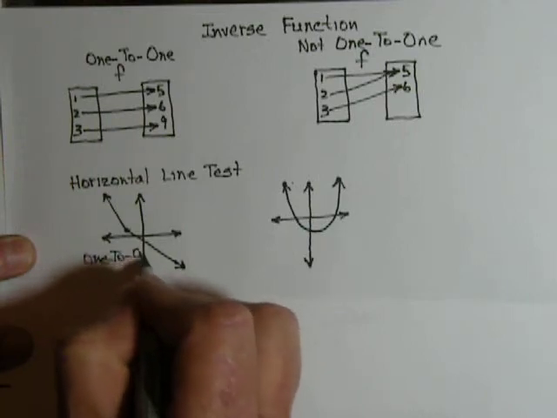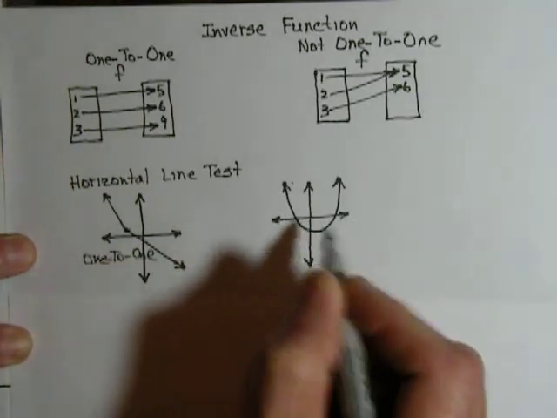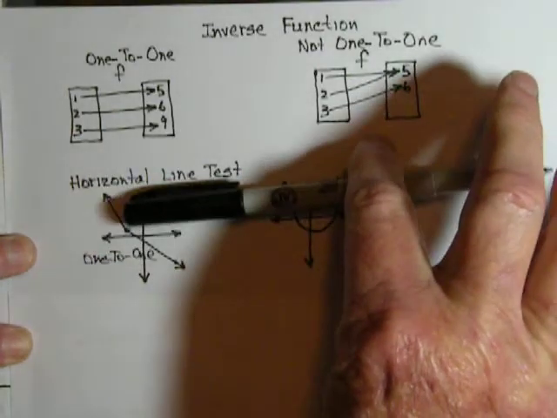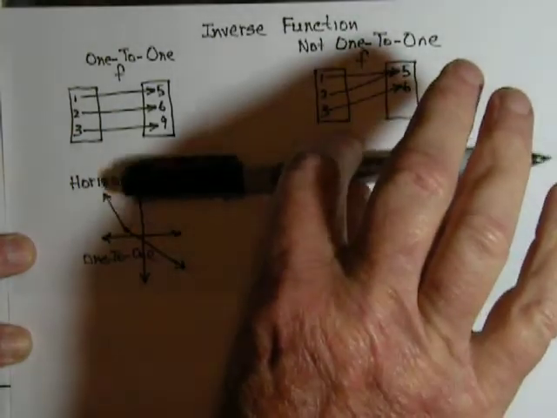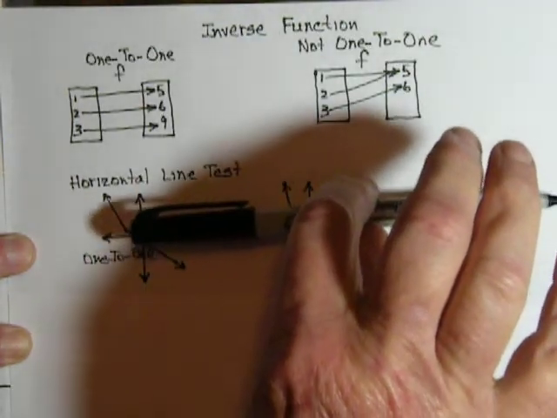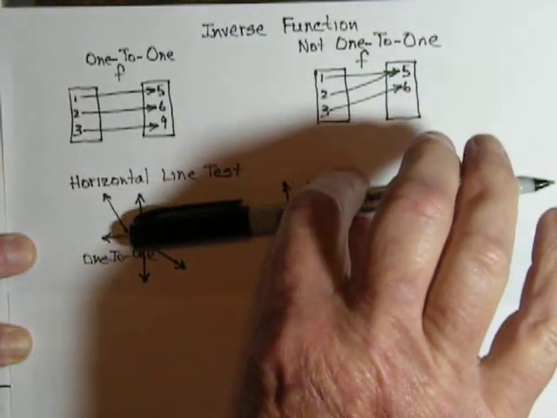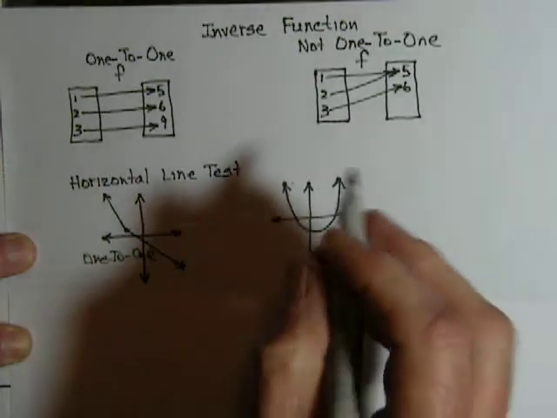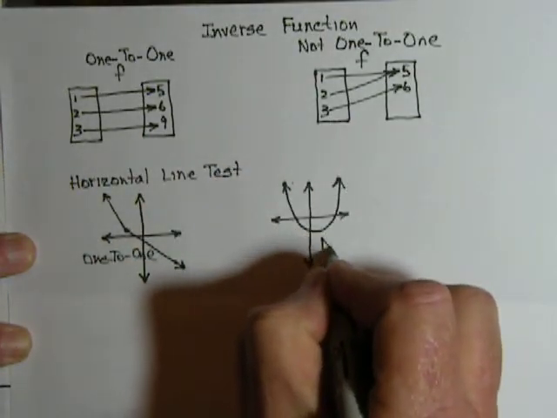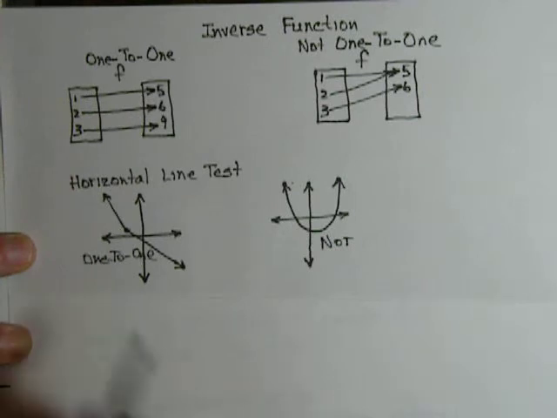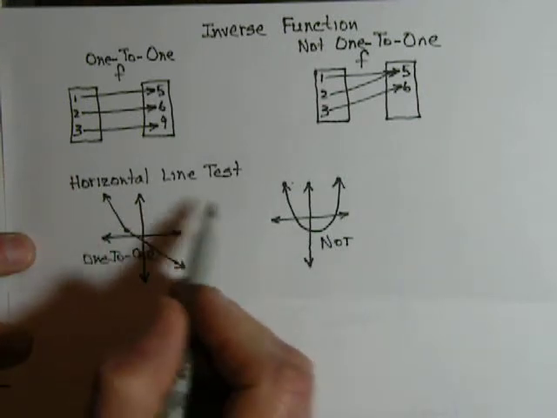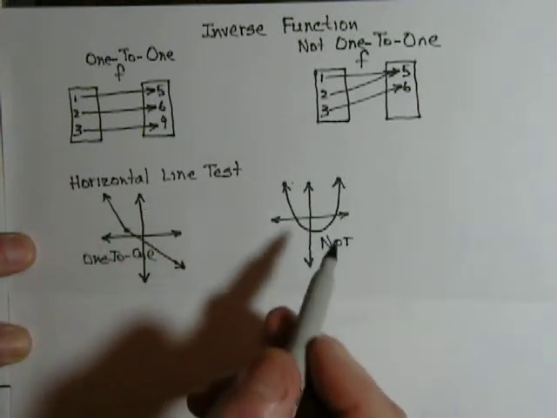I'll try to write it in here. However, over here, there is a horizontal line that would hit the curve at two different points. Yes, there are some down here that don't, but if one hits it at more than one point, then it is not one-to-one. So in this case, it's not one-to-one. Okay, so the horizontal line test is to determine whether a function is one-to-one.